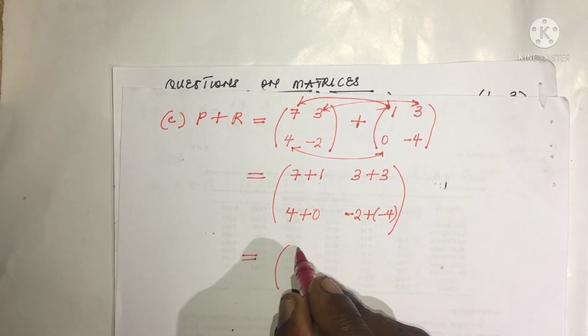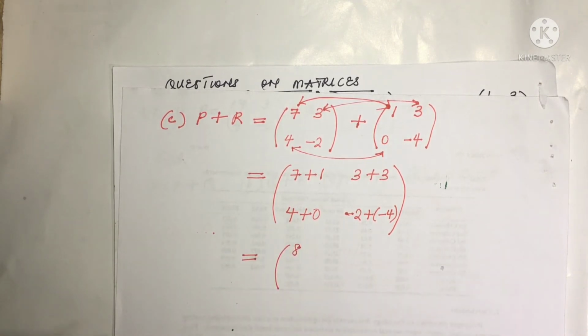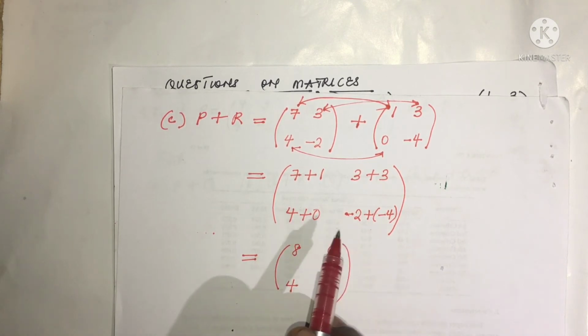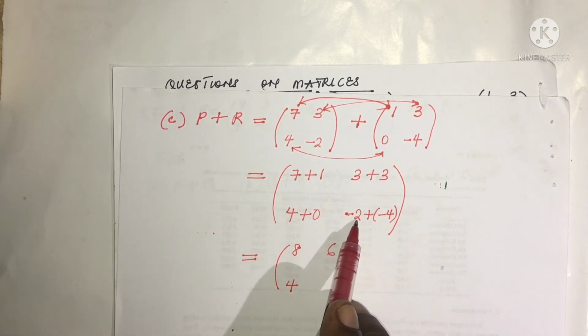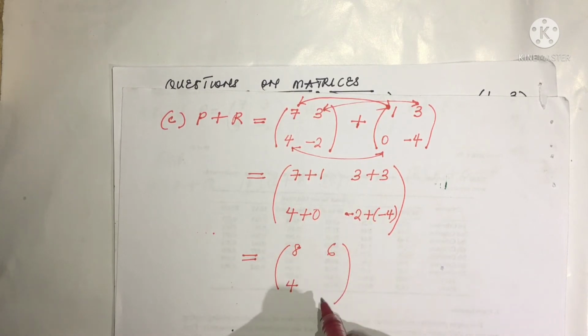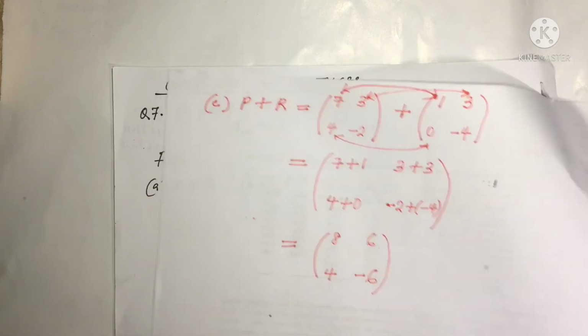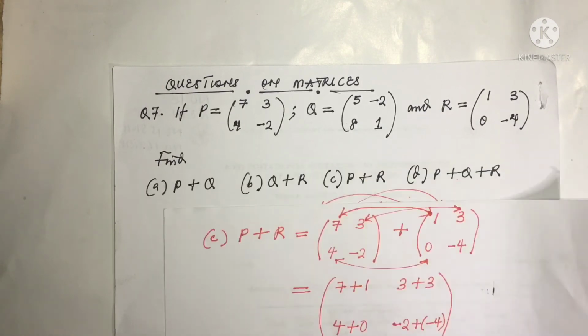Now, if you simplify that problem further, your result is 7 plus 1 giving you 8. 3 plus 3 would give you 6. 4 plus 0 will give you 4. And -2 plus -4. Take note, plus times minus is minus, so the problem would reduce to -2 minus 4, and -2 minus 4 is -6. So the result of adding P to matrix R would give you 8, 6, 4, -6, another 2 by 2 matrix.